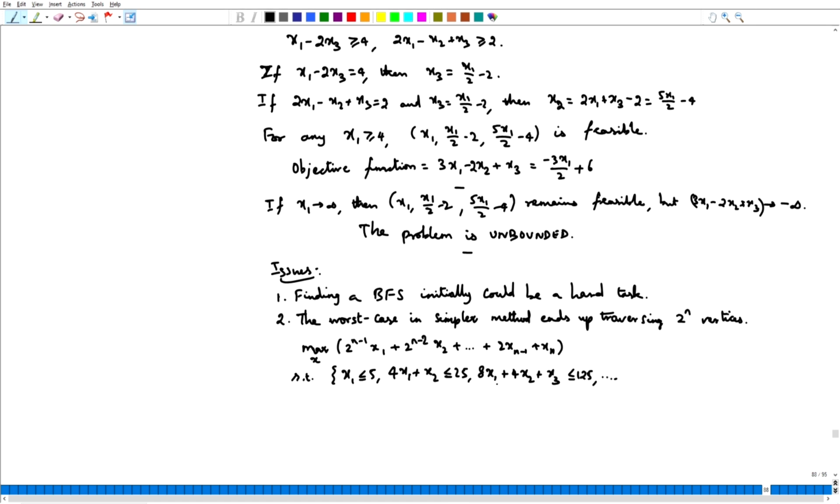So the last one x n will be 1, but for x 1, for 2 you have 4, for 3 you have 8. So it will be 2 power n x 1 plus 2 power n minus 1 x 2 plus dot dot dot plus 4 x n minus 1 plus x n less than or equal to 5 power n, and of course x is non negative. So you have n plus 1 constraints.